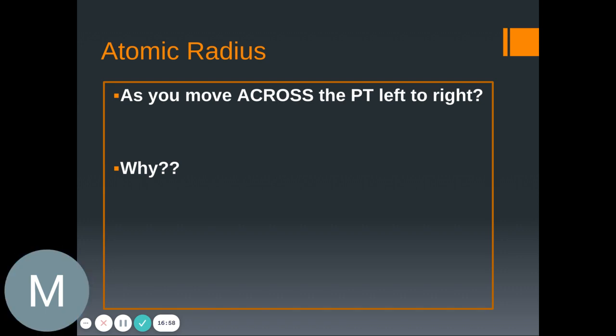Okay, so let's put that into what happens. As you move across the periodic table, left to right, what happens? The atomic radius gets smaller. So that's the trend, and you're going to have to handwrite this in because it didn't come out as a graphic. As you move across the periodic table, left to right, atomic radius gets smaller. Here's the why.